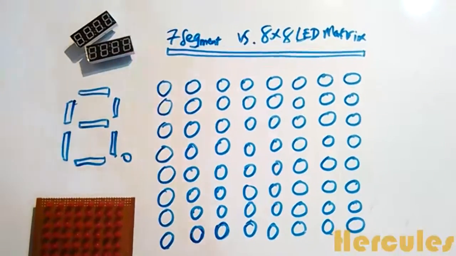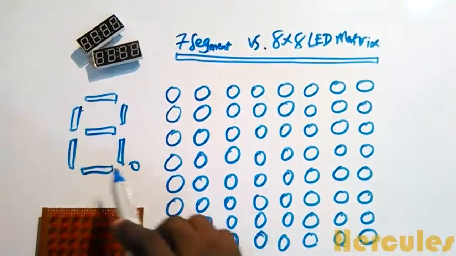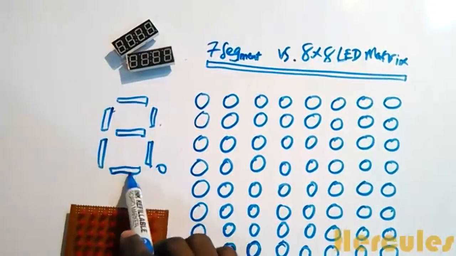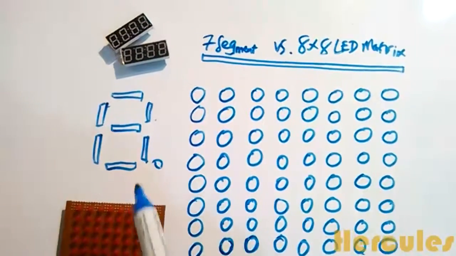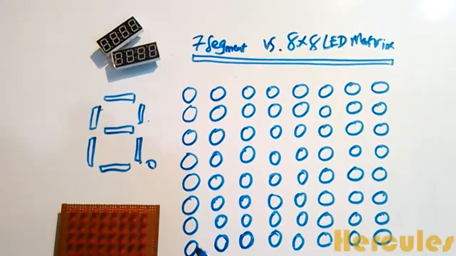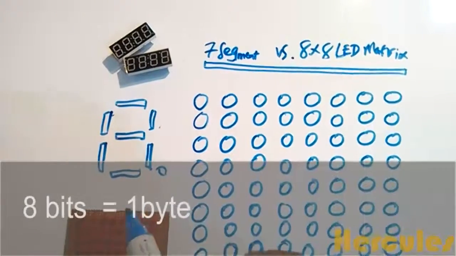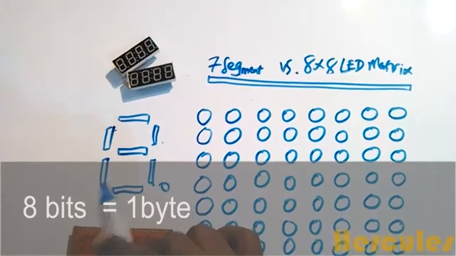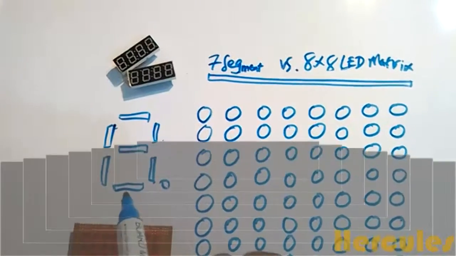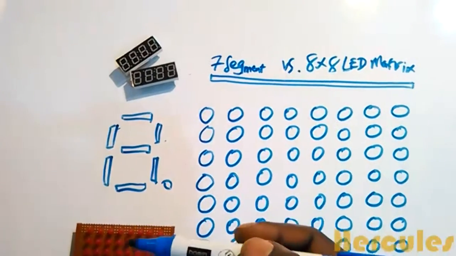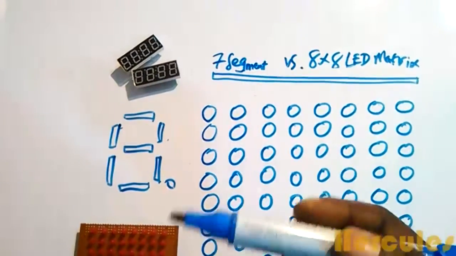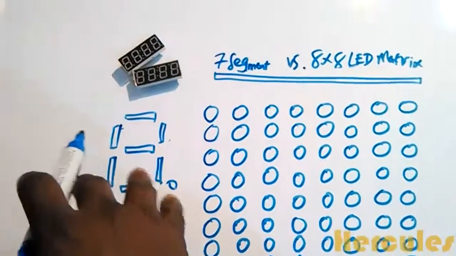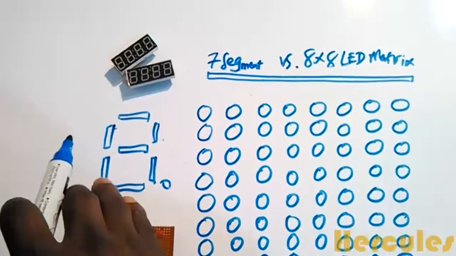Since a 7 segment actually has 8 bits, that is 1, 2, 3, 4, 5, 6, 7, and decimal point 8, that means it's actually a byte. So we can use a byte to represent data for a 7 segment unit. A single byte can be used to represent data, and it could be used to display numbers 0 to 9 or alphabetic characters A, B, C, D, E, F, G on a 7 segment unit.